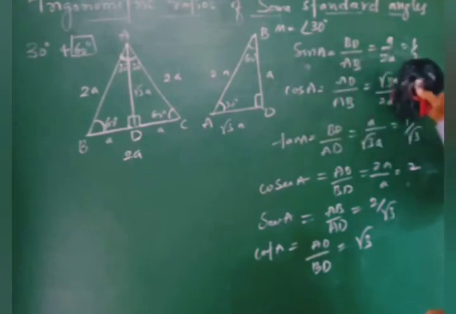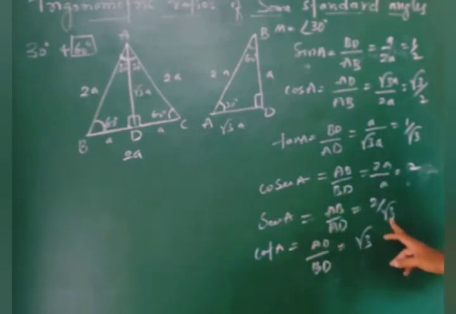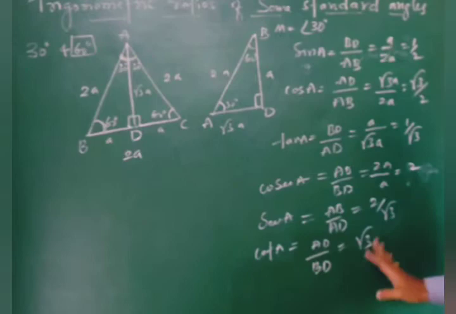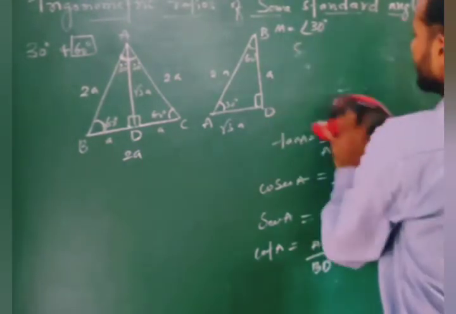Sin 30 degree is 1 by 2. Cos 30 degree is root 3 by 2. Tan 30 degree is 1 by root 3. Cosec 30 degree is 2. Sec 30 is 2 by root 3. Cot 30 is root 3 only. Right? Next we find 60 degree.